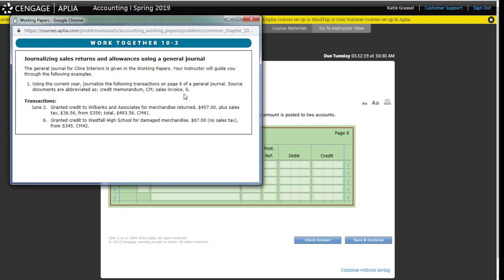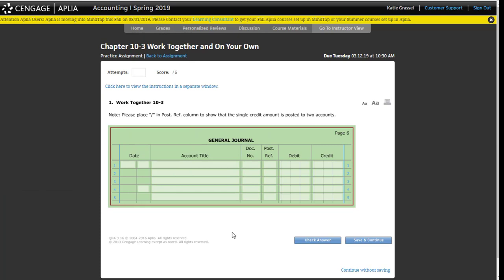So when we look at our first transaction, it reads, granted credit to Wilbanks & Associates for merchandise return $457 plus sales tax $36.56 from S356 for a total of $493.56, credit memorandum 41. A lot of information, all important information, but we got to plug it in. The first thing let's do is going to be our months. Let's do June 3rd. So on June 3rd, we have our customer that returned our product. So we have accounts receivable, Wilbanks & Associates.